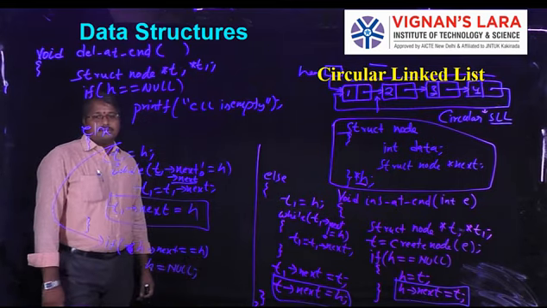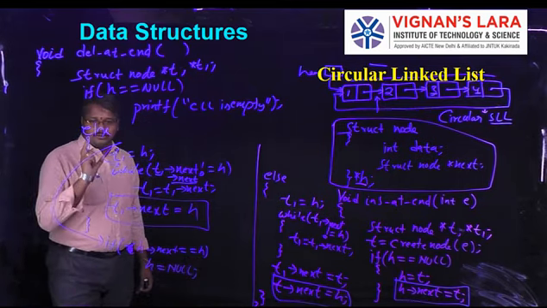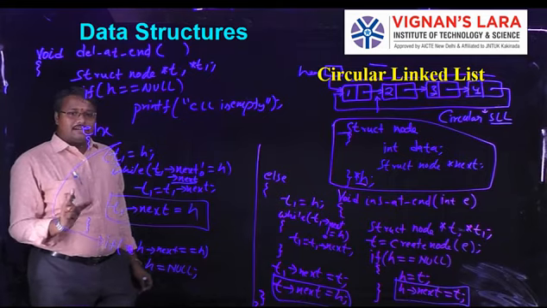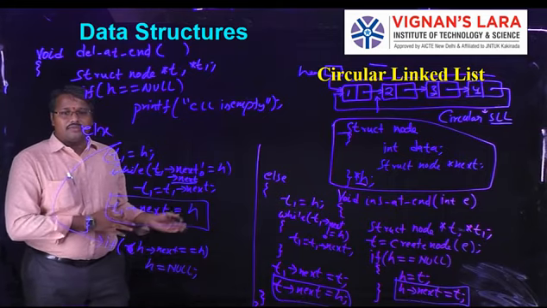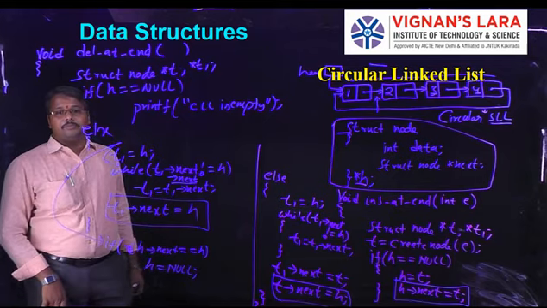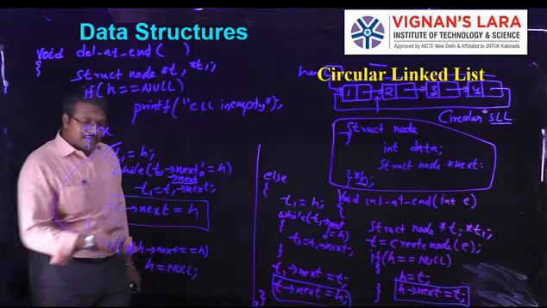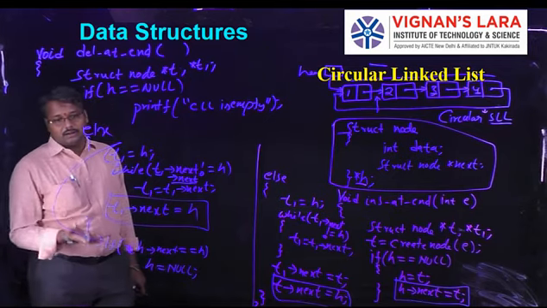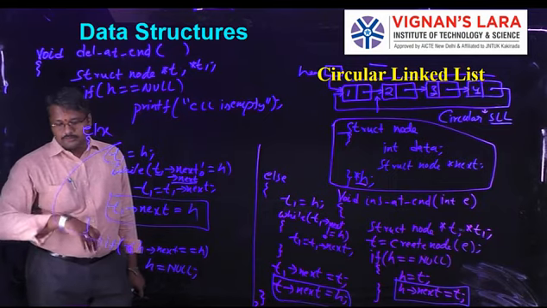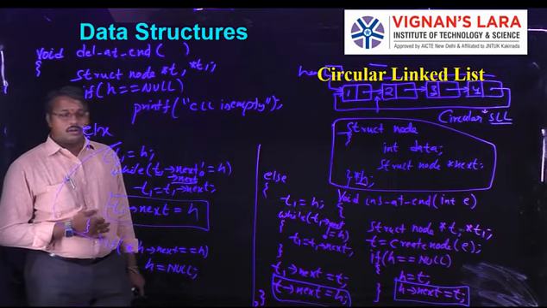H is equal to null. Why? Because the circular linked list has only one element. When I am deleting that element, definitely the circular linked list becomes empty. So the circular linked list being empty is nothing but H, the header node address, having null. Header value is null only.